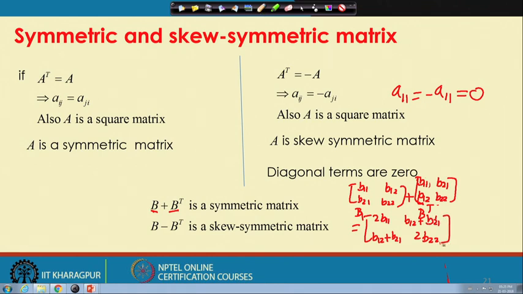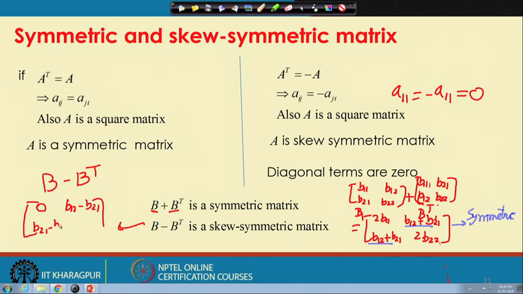B 2 1. Here we can see that the off diagonal entries are same and it becomes a symmetric matrix. Similarly, if we do B minus B transpose with the same matrices, the first term, B 1 1 minus B 1 1, is 0, and it should be 0 for a diagonal term in a skew symmetric matrix. This is B 1 2 minus B 2 1, this is B 2 1 minus B 1 2, and this is 0. So, it gives a skew symmetric matrix.